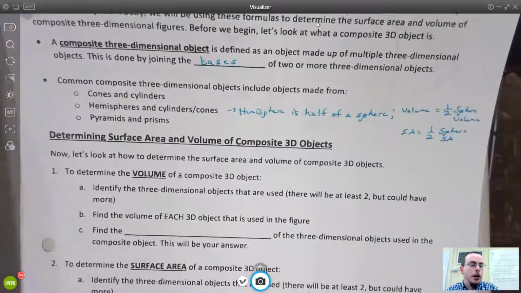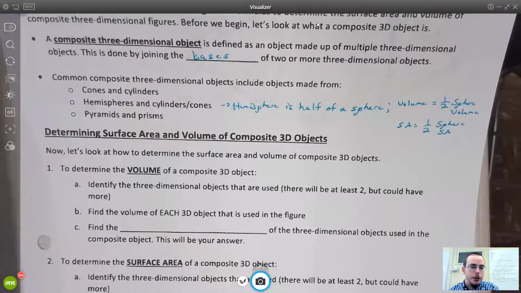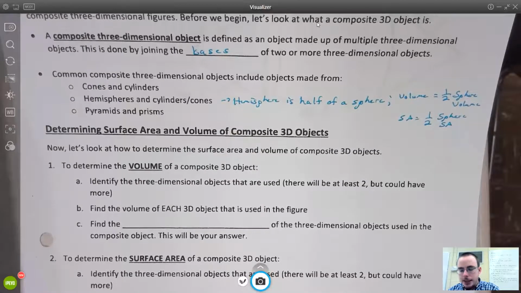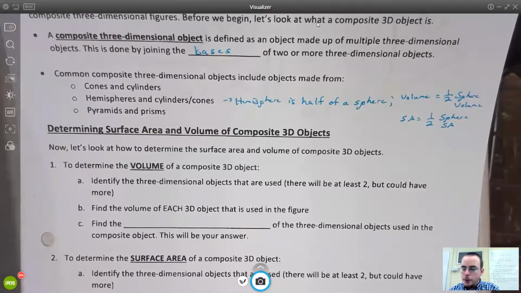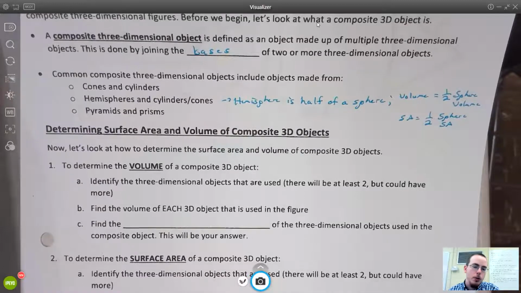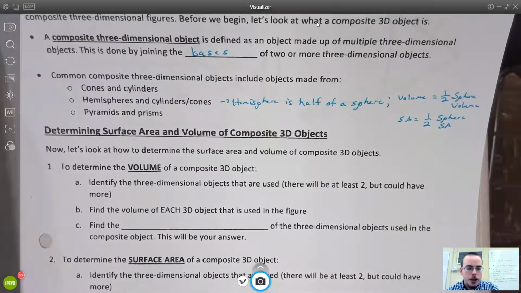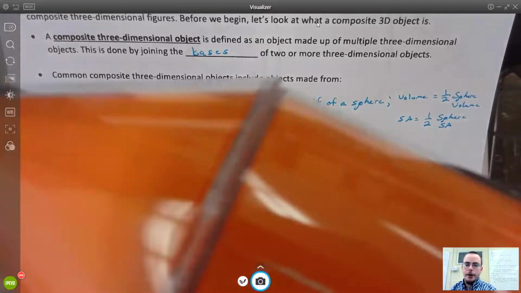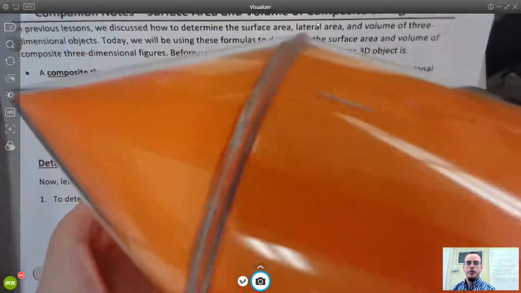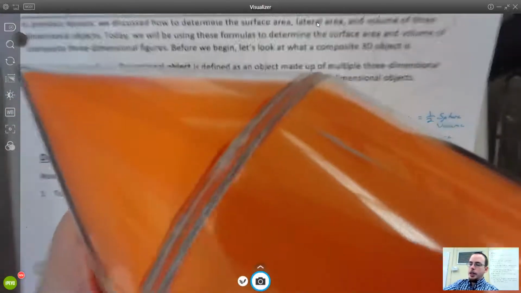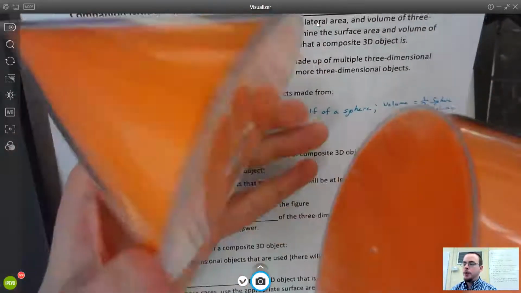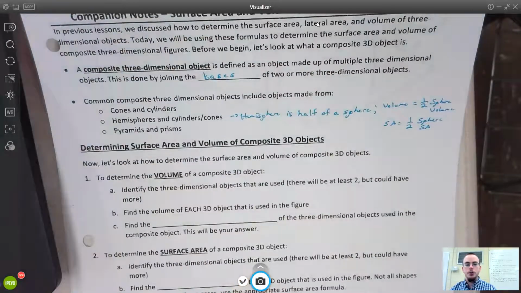So how do we determine the surface area and volume of a composite 3D object? Well, the first one we're going to talk about is volume, and volume is the simplest one. Okay, so if you're putting two or more objects together, the first thing you want to do is identify the three-dimensional objects that are used. So for instance here, if you have this figure, you're going to be using the formulas for a cylinder and a cone, right? Because that's the two things that you're using.